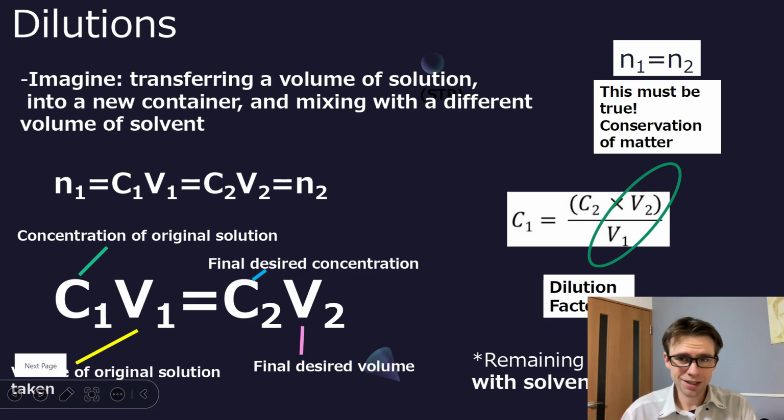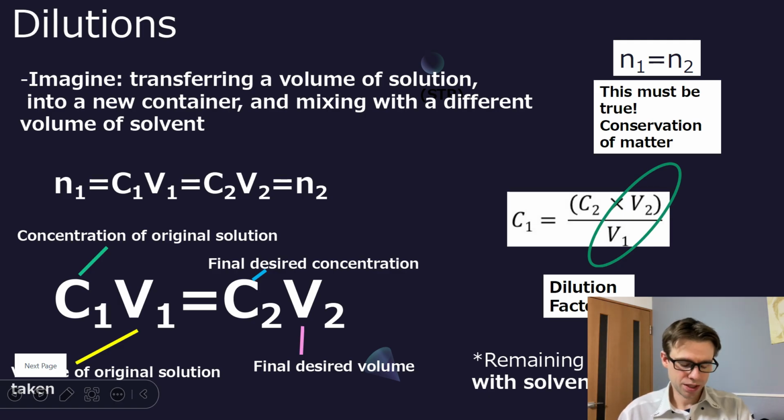We are not adding any more solute. Whatever was there at the beginning is going to be there at the end. And this is an important idea I've written in the top right: n1 equals n2. The number of moles of solute that we're talking about stays the same from the initial situation to the final situation. Number of moles initial, n1, equals number of moles final, n2. This must be true. There's conservation of matter. We're assuming we have a closed system here in our containers.